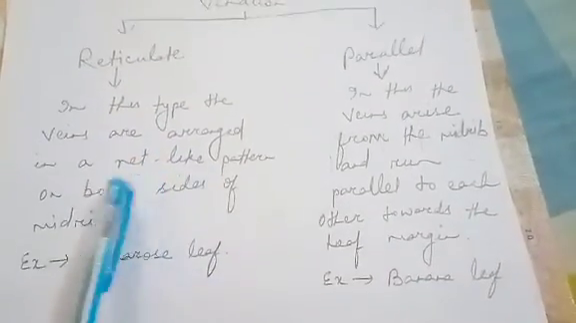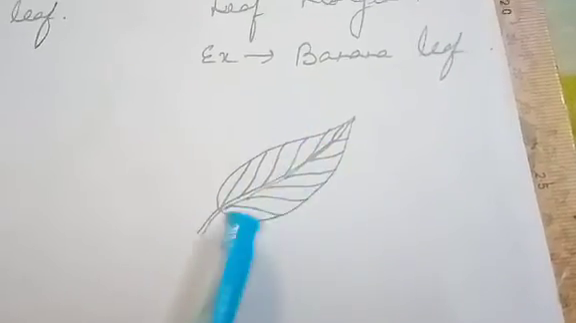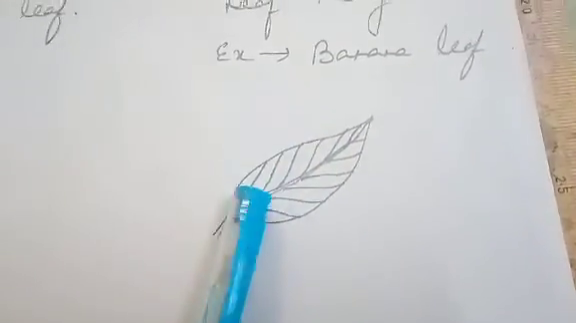What is reticulate venation, children? All the definitions I have also written down here. Net-like fashion. You see in this picture, the veins are shown in a very haphazard, net-like manner. This is called reticulate venation. And where will you find it? You will find it in a China rose leaf. Coming to the next one, parallel venation. You will find in the leaf the veins are arranged all parallel to each other. From the midrib they move towards the margin parallelly. This is called parallel venation. Example, banana leaf. So these are the two different types of venation in a leaf.